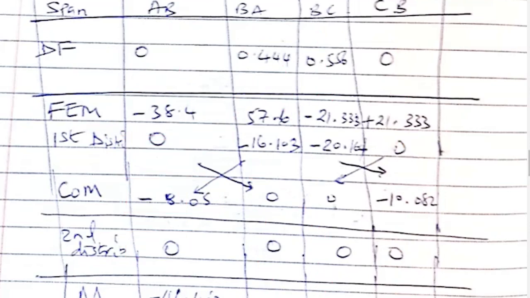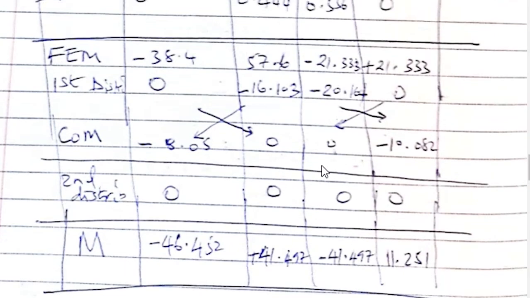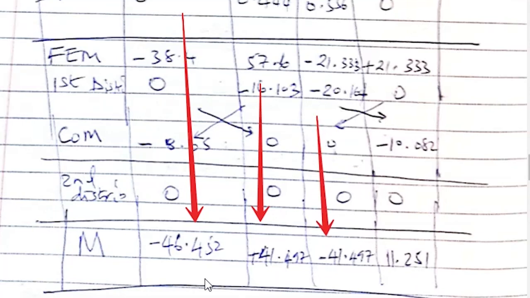So what happened? Upon arithmetic, you shall see the actual values which you get: from support A you get negative 46.452. From support BA you get positive 41.497, and from the other support it is the vice versa of this one, because it is the same support but the counterclockwise moment appears. Also if you go to this support, see the value, it is a positive moment.